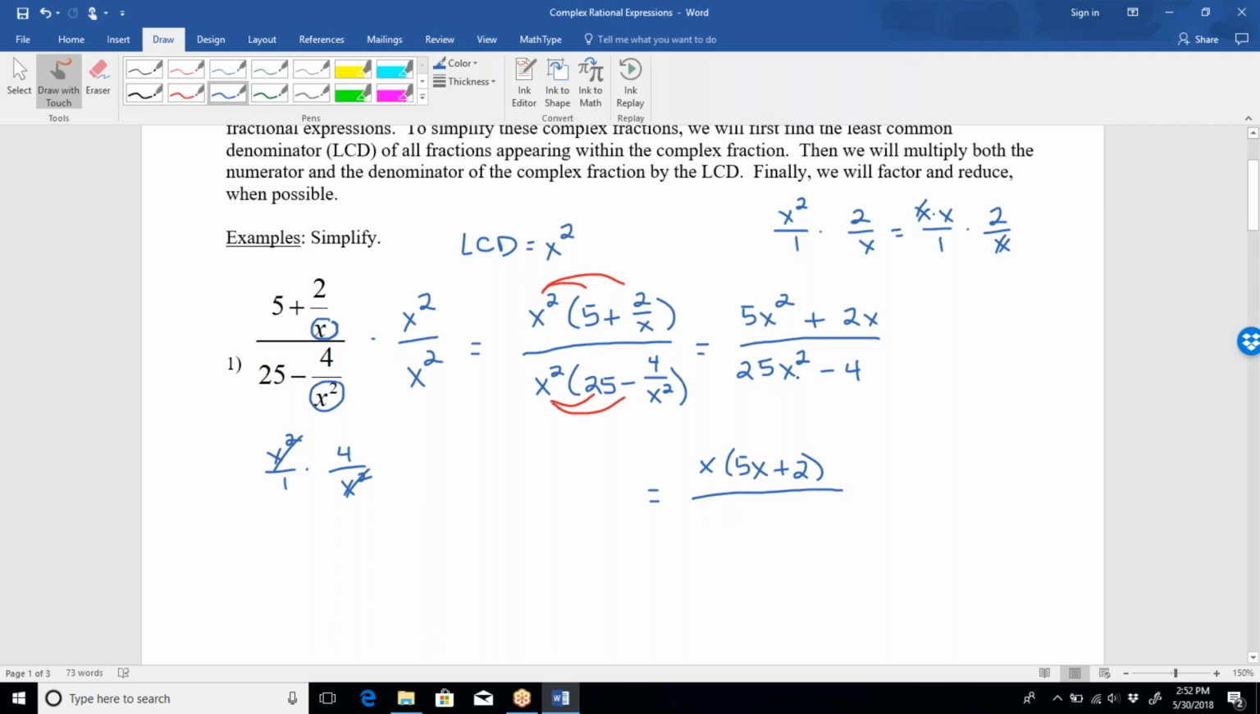In the denominator, I have a difference of squares. It will factor as 5x minus 2 times the quantity 5x plus 2.